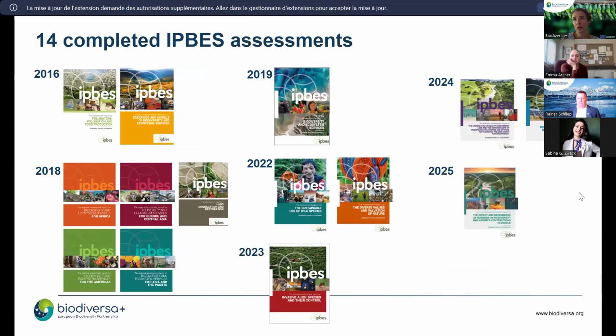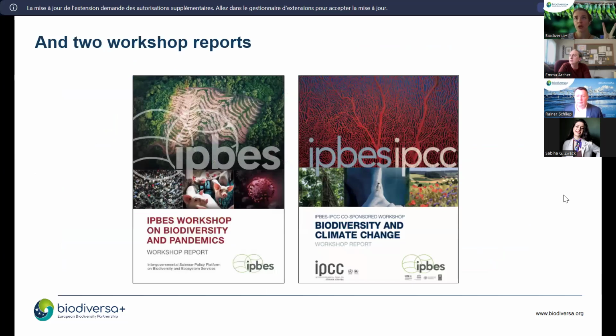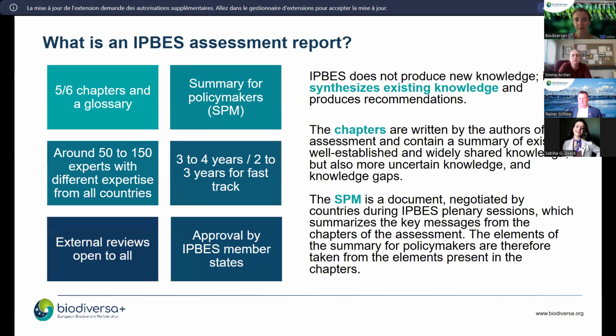What we focus on here today is the first function, on the assessment of knowledge. So far, there are 14 assessments published, the last one being the one on business and biodiversity, and I invite you all to have a look at them on the IPBES website. We also have 2 workshop reports, one on biodiversity and pandemics that was done during COVID, and one joint with IPCC on biodiversity and climate change.